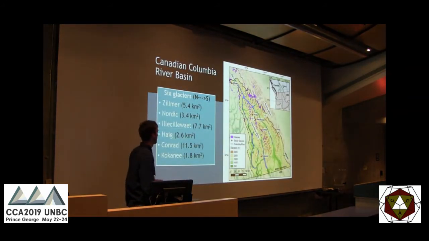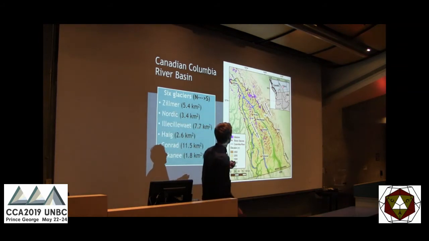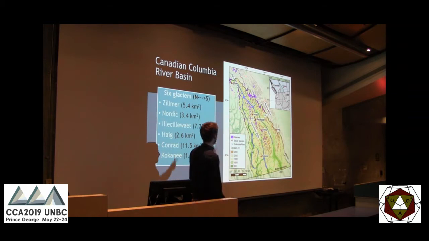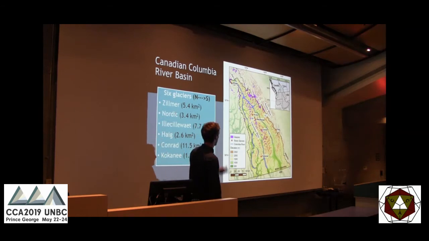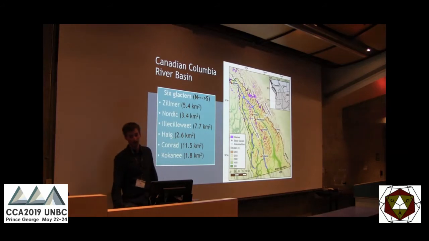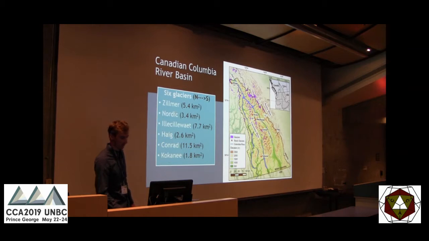So the Columbia River Basin in Canada is in southeastern BC, as you can see up here. And this portion, the basin here, we have 6 primary study glaciers with the red stars, from the Zilmer Glacier up near Valemount in the north, the Nordic Glacier and Illecillewaet Glacier, Illecillewaet's in Rogers Pass in Glacier National Park, the Conrad Glacier near Golden on the edge of Bugaboo Provincial Park, the Kokanee Glacier in Kokanee Glacier Provincial Park near Nelson, and the Haig Glacier, which is on the Continental Divide south of Canmore and Banff. So these are our study site glaciers that we chose as a snapshot of the basin for our 5-year project.